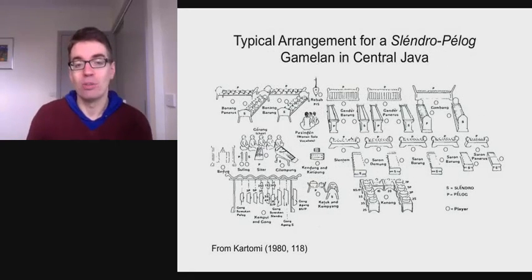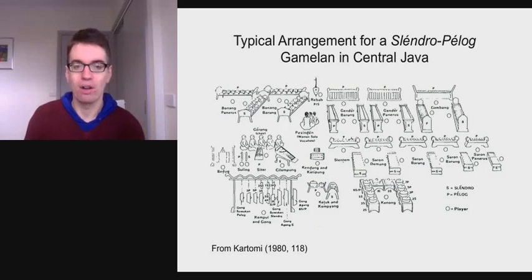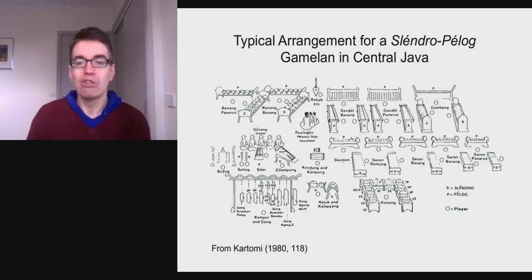This is a typical arrangement of a gamelan in Central Java, and this illustration comes from a chapter by the ethnomusicologist Margaret Kartomi. This is a typical arrangement for a Slendro-Pelog Javanese gamelan. Slendro and Pelog are two terms that denote tuning systems that are used in relation to gamelan music. A full gamelan ensemble will have a set of instruments in Slendro and then a set of instruments in Pelog. There are some instruments, however, that share Slendro-Pelog tuning, and we'll talk about them as we discover them in this video.